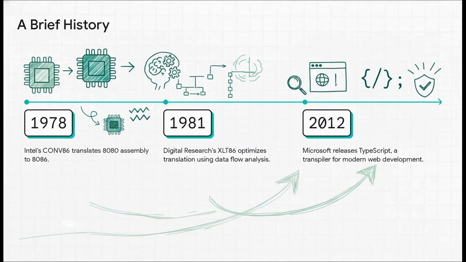And this is not a new thing at all. This has been going on for decades. Way back in 1978, Intel was using tools to automatically translate old programs to run on their new chips. By the 80s, these tools got even smarter, optimizing the code as they went. Fast forward to today, and that same idea has led directly to tools like TypeScript, which is absolutely essential for building modern websites and apps.